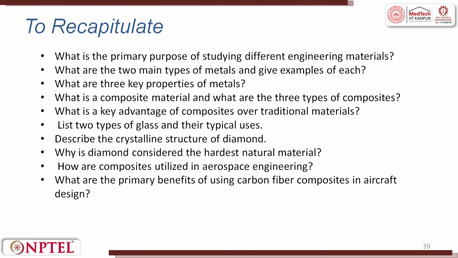So, to recapitulate whatever we have seen in this lecture, we saw what is the primary purpose of studying engineering materials, what are the two main types of metals, ferrous and non-ferrous, what are the key properties of metals, what is a composite material, what are the different types of composite material, and advantages of composite material. We studied about glass and its typical use along with the types. Then highest purity crystallinity is given by diamond, why is it used and where is it used. And finally, we saw a case study on usage of composite materials in real time.